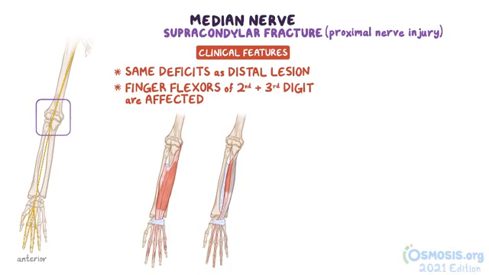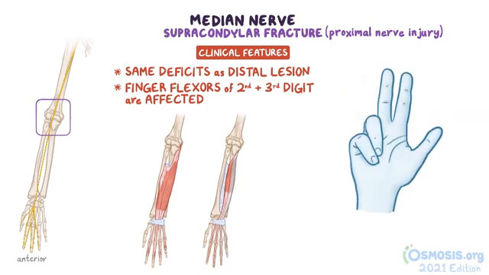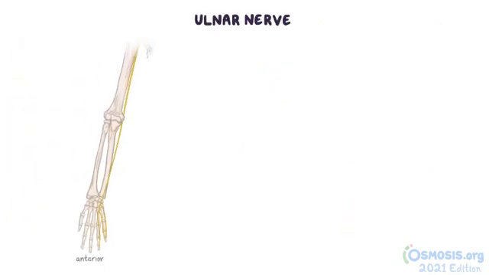So when an individual is asked to make a fist, they can only flex the fourth and fifth digit, and this presentation, or claw, is referred to as Pope's blessing, or hand of benediction, and it is indicative of a proximal median nerve injury.